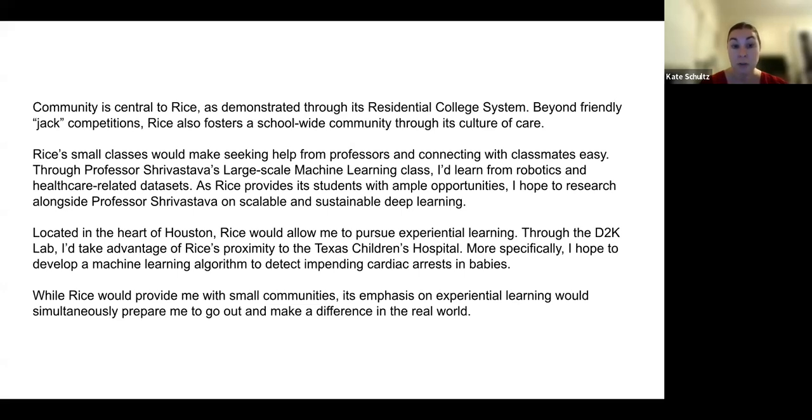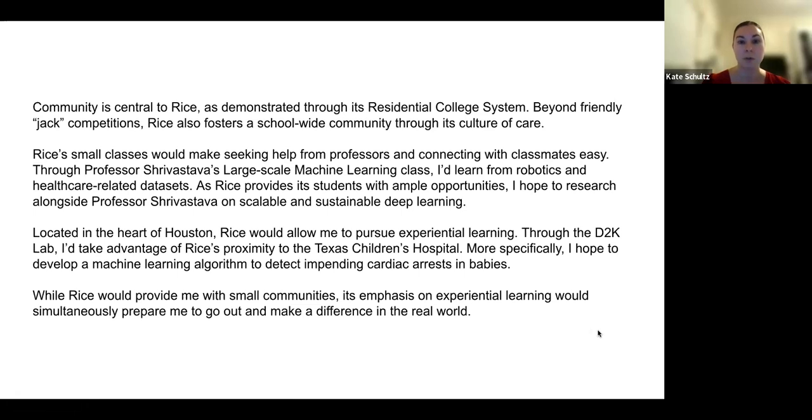Located in the heart of Houston, Rice would allow me to pursue experiential learning. Through the D2K lab, I'd take advantage of Rice's proximity to the Texas Children's Hospital. More specifically, I hope to develop a machine learning algorithm to detect impending cardiac arrests in babies. While Rice would provide me with small communities, its emphasis on experiential learning would simultaneously prepare me to go out and make a difference in the real world. Okay.